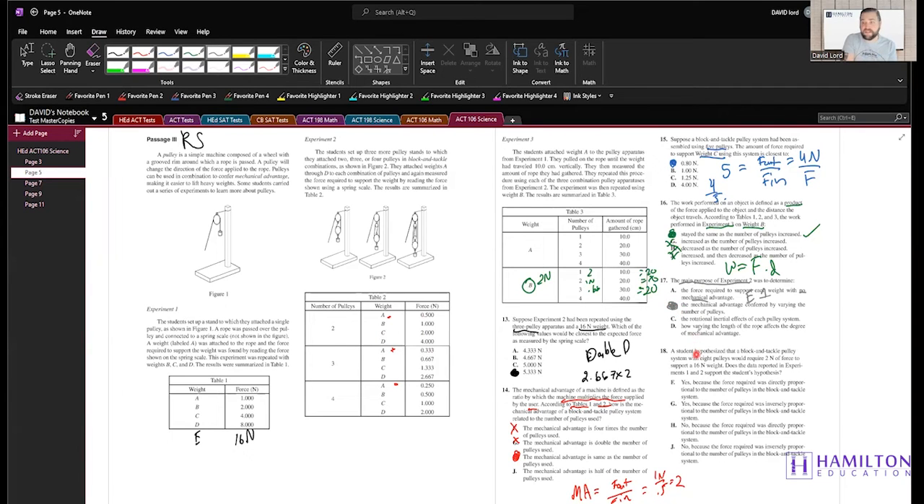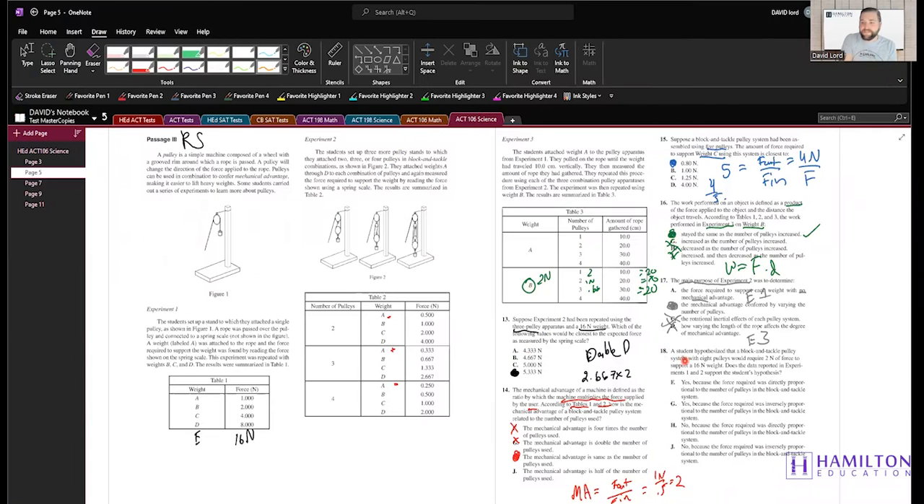But we can check C and D just to make sure. The rotational inertia effect. Well, we didn't talk about rotational inertia here, so it's not C. And then by varying the length of the rope. No, that was actually experiment 3. So we can cross off D as well. All right, for 17, the answer is B.